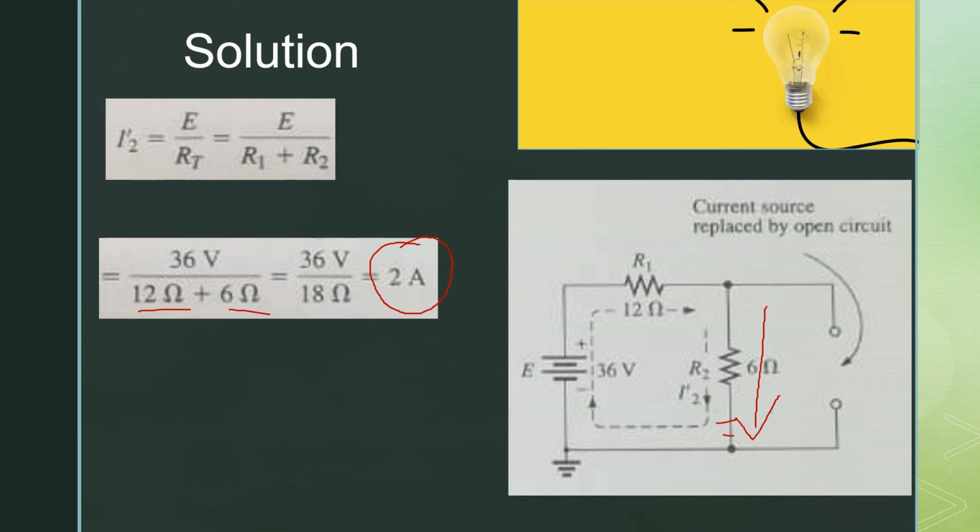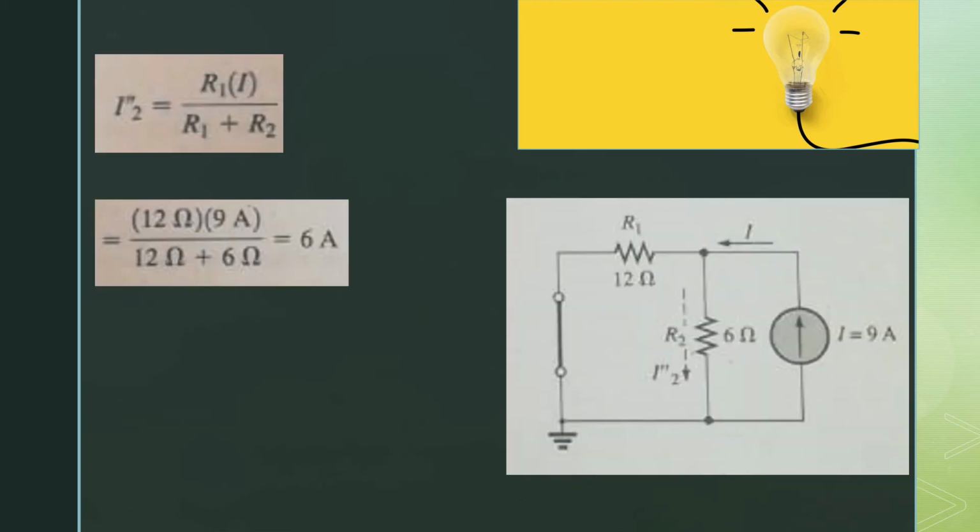Now in the second step, we take the current source and remove the voltage source, and when we are going to remove the voltage source, we replace it with a short circuit.